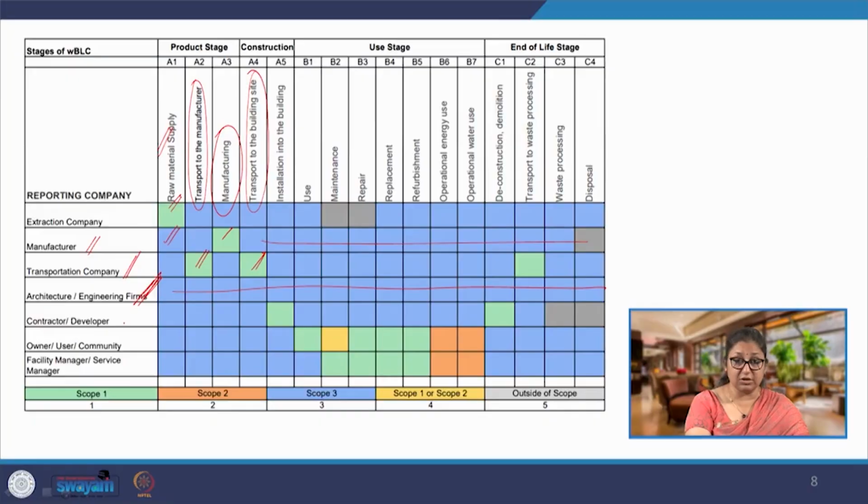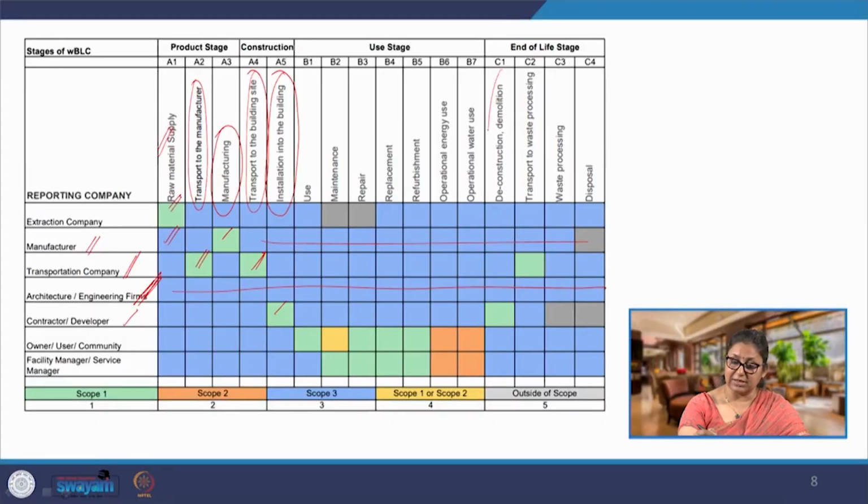Then we have the contractor or developer who is going to construct the building. For them, the direct emissions coming during the installation or construction of the building are going to be counted as scope 1 and the rest is going to be scope 3. Also, if the responsibility of demolition or deconstruction of the building is with the contractor or developer, then the direct emissions resulting from this activity are going to be counted here for the contractor or developer, and the rest is again scope 3.